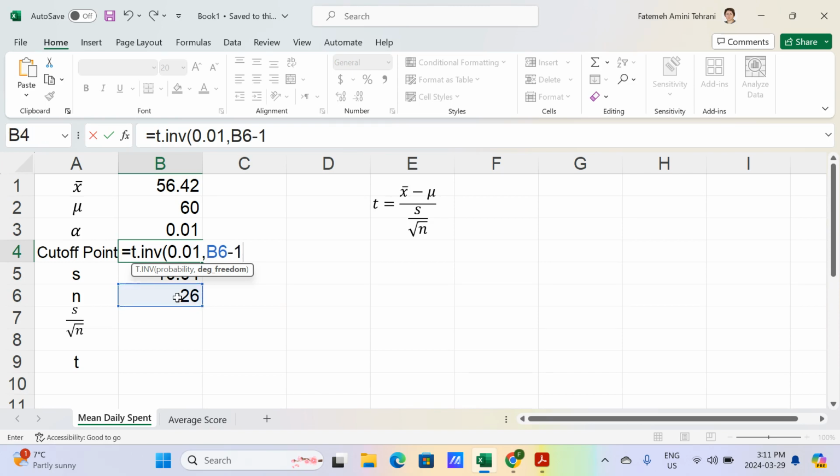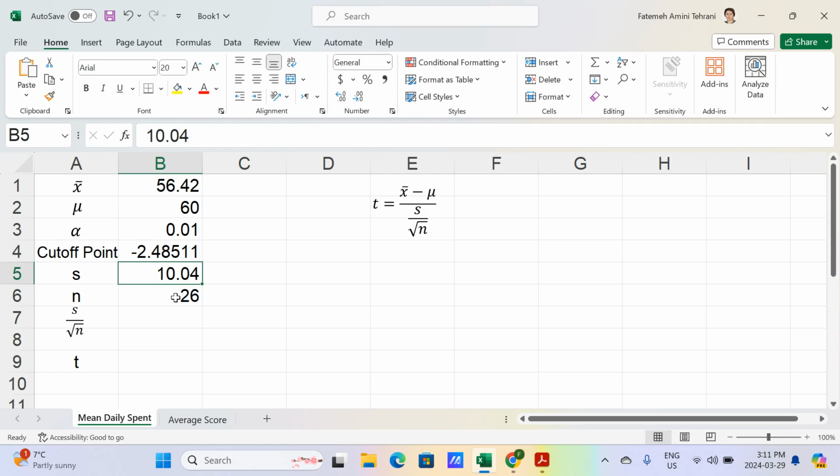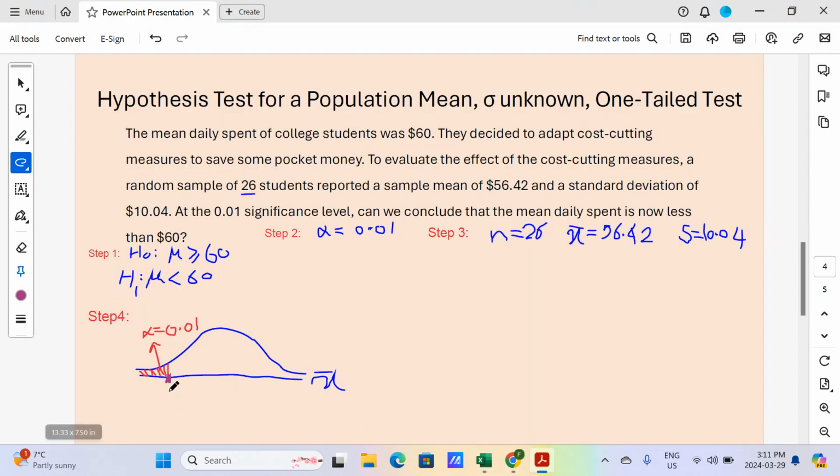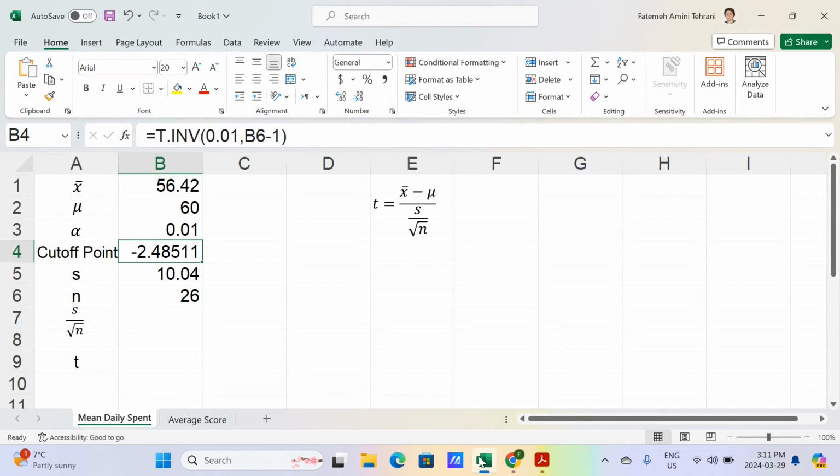Look at it, it's the Excel file for the same question. We have X bar, the sample mean, of $56.42. Population mean is 60. Level of significance is 0.01. By using this function, T.INV, with alpha and degrees of freedom, I got the cutoff point. Now I know the cutoff point is minus 2.485, rounded to 3 decimals. So this cutoff point is minus 2.485.